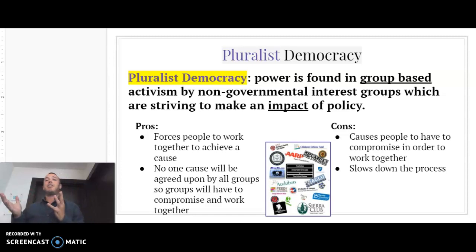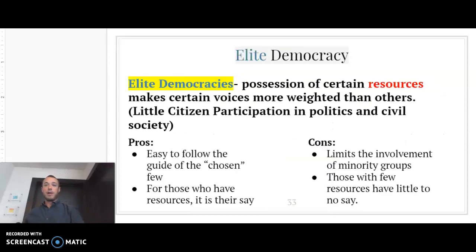And what I need you to see here is when you force people to work together, sometimes you get great results. You get a compromise that works well, but sometimes people refuse to do it. And if you refuse to do it, it slows down the legislative process to a standstill. All right? Last one here.